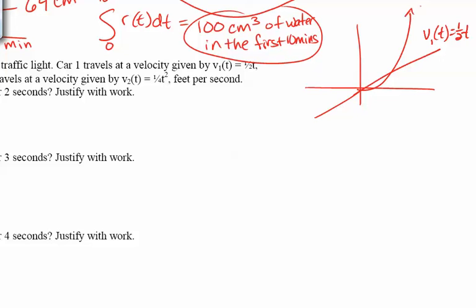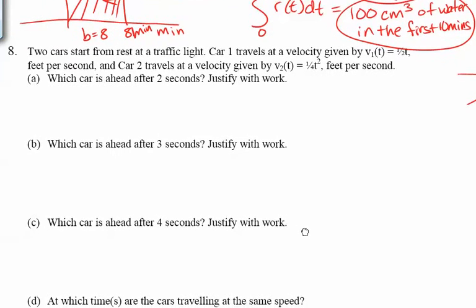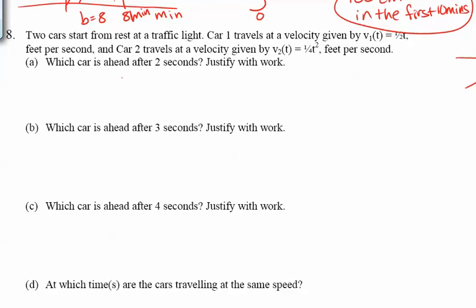So we know that v1 of t is a linear graph, and v2 is a parabola. The point here is that the 2 cars might change positions. One of them might get a faster start, but eventually the other car should overtake the first car. So let's find out which car is ahead after the first 2 seconds. By the way, we know in quadrant 1 that these are both positive, so our net distance would actually be the same as our total distance.